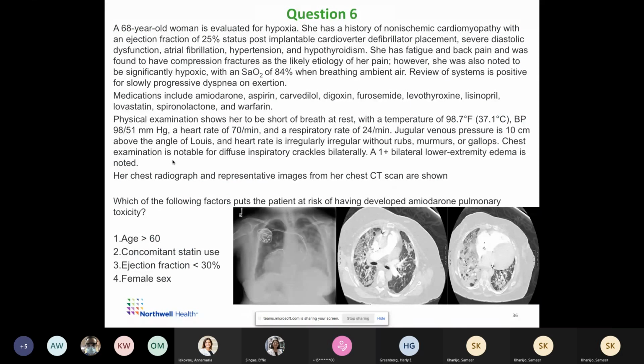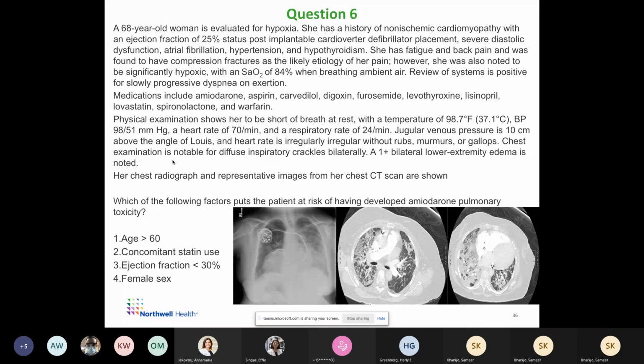A 68-year-old woman is evaluated for hypoxia. She has a history of non-ischemic cardiomyopathy with an EF of 25, status post ICD placement with severe diastolic dysfunction, AFib, hypertension, and hypothyroidism. She has fatigue and back pain and was found to have compression fractures as a likely etiology of her pain. However, she was also noted to be significantly hypoxic with an O2 sat of 84% when breathing ambient air. Review of systems is positive for slowly progressive dyspnea on exertion. Medications include amiodarone, aspirin, Coreg, digoxin, furosemide, levothyroxine, lisinopril, lovastatin, spironolactone, and warfarin.